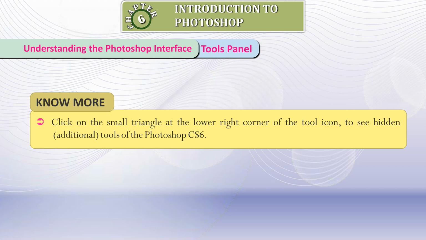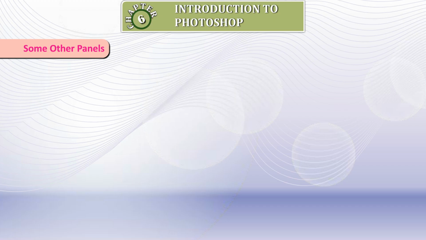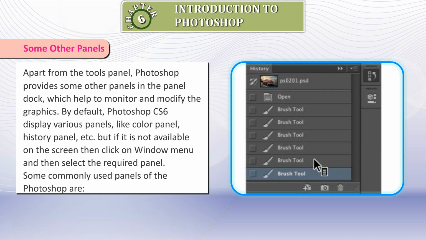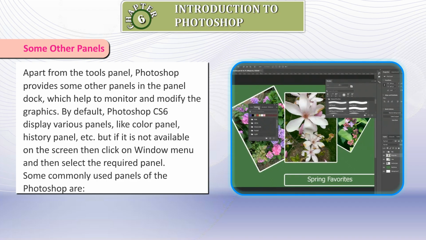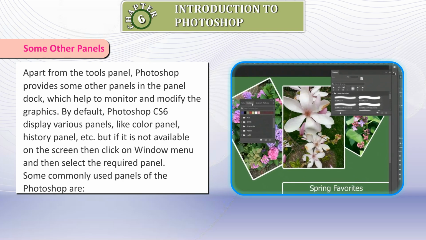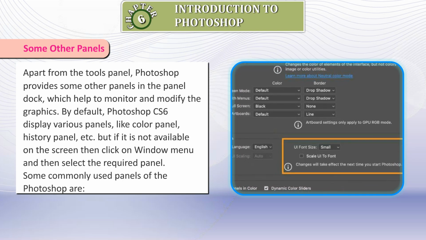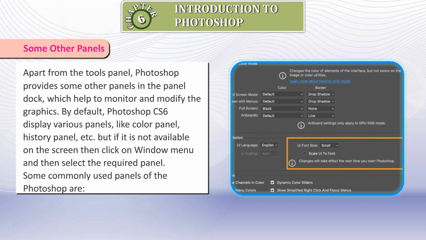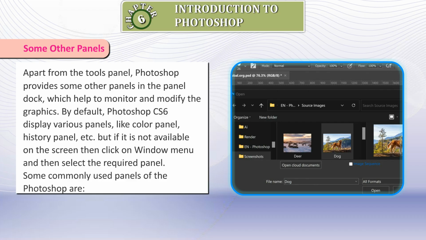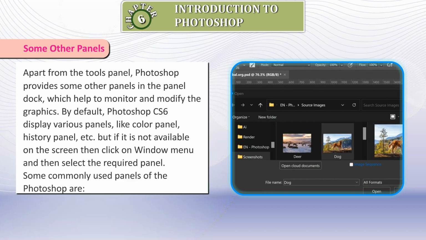Click on the small triangle at the lower right corner of a tool icon to see hidden additional tools of Photoshop CS6. Some other panels. Apart from the Tools panel, Photoshop provides some other panels in the panel dock which help to monitor and modify the graphics. By default, Photoshop CS6 displays various panels like the Color panel, History panel, etc. But if a panel is not available on the screen, click on the Window menu and then select the required panel.